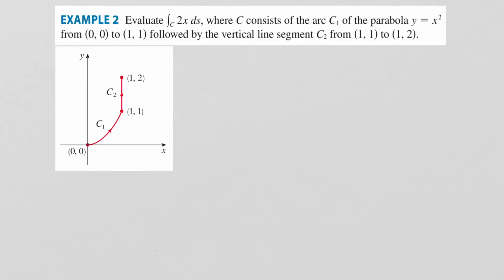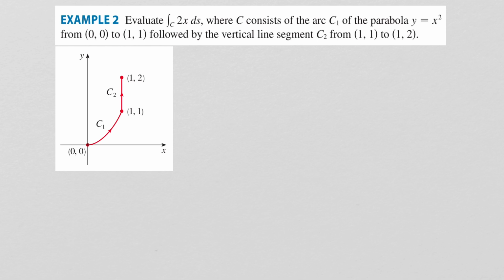In the next example, we want to integrate the function 2x along the curve C, where C consists of the arc C1, which is the arc along the parabola y equals x squared from the point 0, 0 to 1, 1. So here is that curve, right? Here's the parabola y equals x squared from 0, 0 to 1, 1, followed by the vertical line segment C2 from 1, 1 to 1, 2.